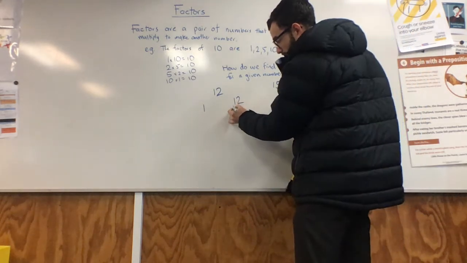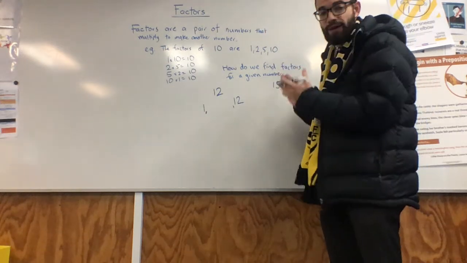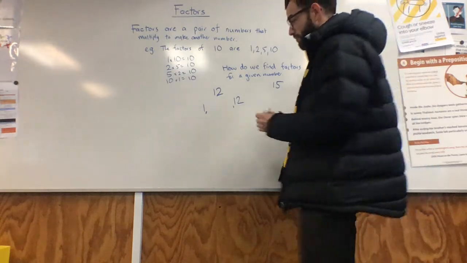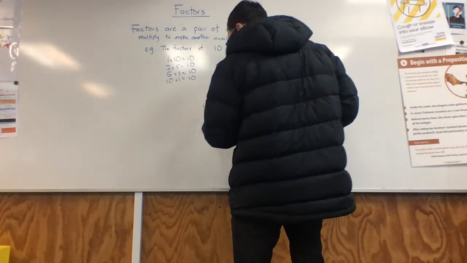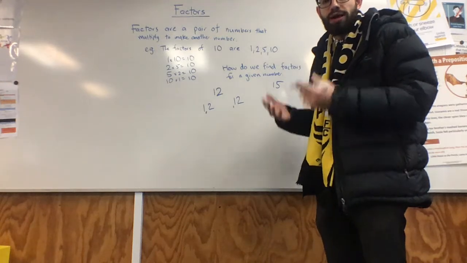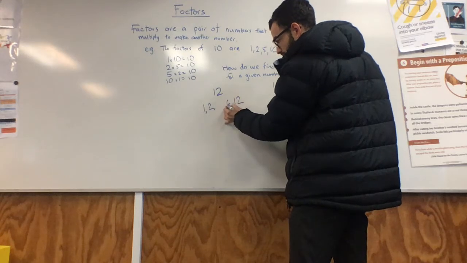Now I always leave a bit of space in between, because then I can fill in all the other numbers. I know that all the factors are going to be between 1 and 12. The next thing I do is check if the number is even. If the number is even, we can put 2. Then we figure out what 2 multiplies by to get 12. In this case, it is 6.